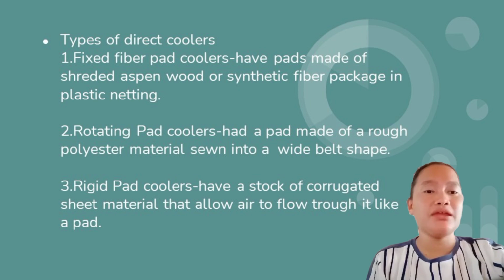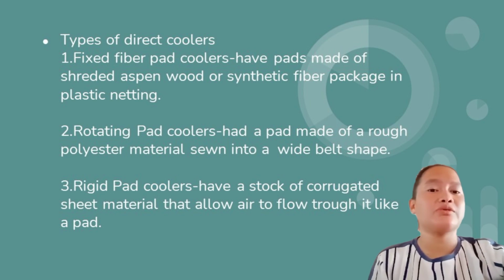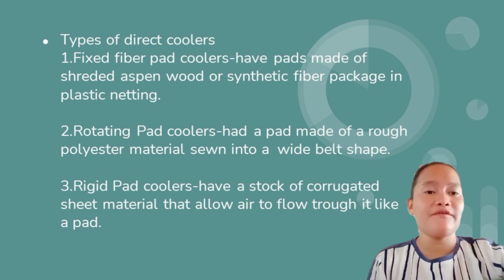They have pads made of shredded aspen wood or synthetic fiber packed in plastic netting. Second is the rotating pad coolers. Have a pad made of a rough polyester material sewn into a wide belt shape. Third is the rigid pad coolers. Have a stack of corrugated sheet material that allows air to flow through it like a pad.